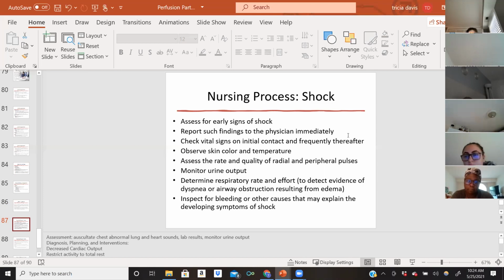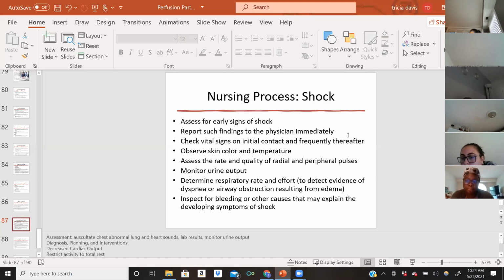So if a patient is in the hospital, whenever they come to your floor, they're going to get a set of vitals. And then for the first 24 hours, you normally monitor them every 4 hours. After the first 24 hours, you go to monitoring them every 8 hours, unless there's a reason why you feel like you need to monitor them more frequently.